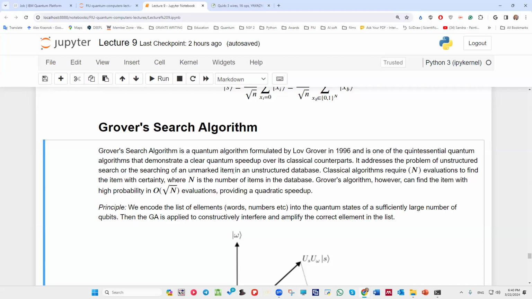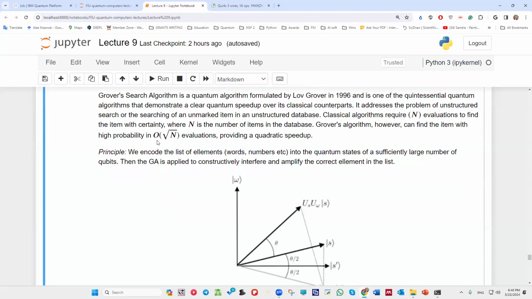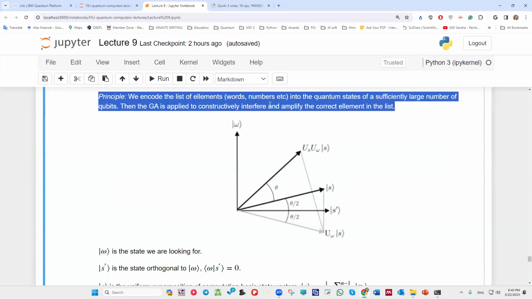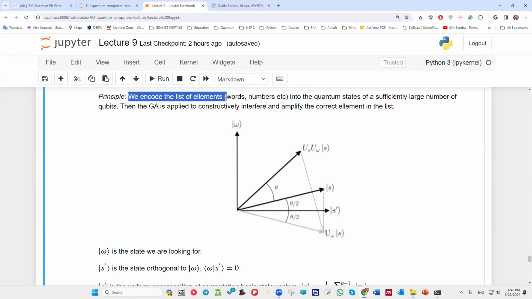However, if n is a very large number, then the algorithm provides a great speed up to the work. So the principle of this algorithm I formulated here. We encode the list of elements, again, words, numbers, whatever, into the quantum state of a sufficiently large number of qubits. So ideally, if your list contains like a billion elements, ideally we need to have a system of like a billion qubits.